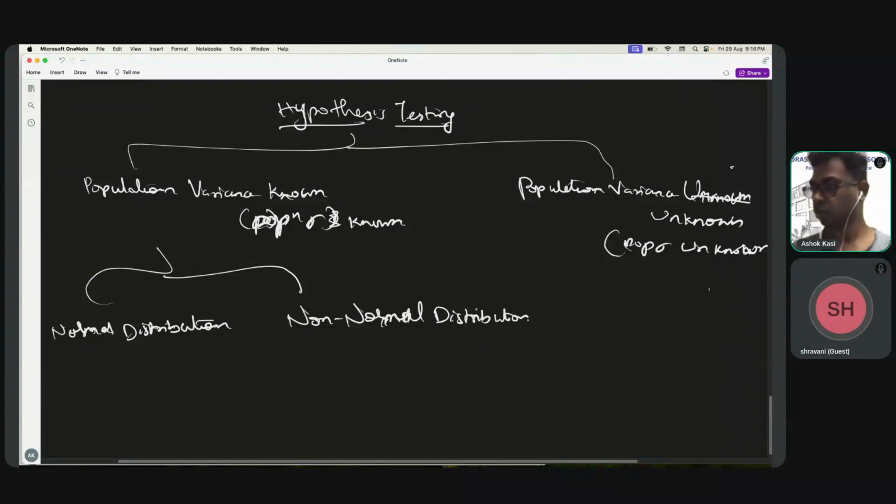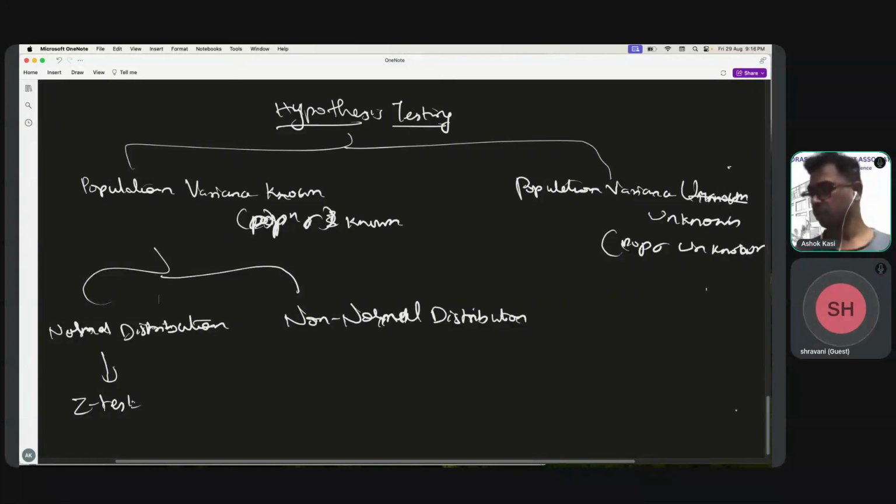When I say non-normal, you are able to understand, right? Left skewed, right skewed. Yes. Okay. If it is normal distribution, then you should use Z-test. What is this Z-test? You will come to know all this. There are various tests, based on this.